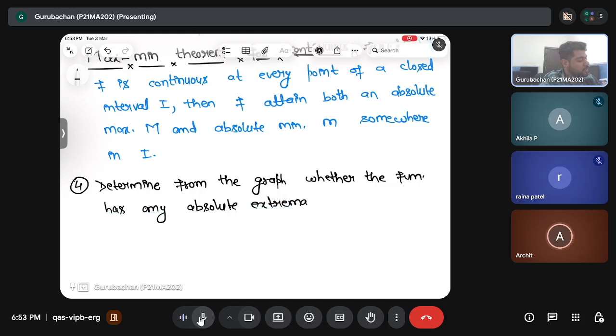We did it in the last one. Yes, sir, it is the minimum upper bound. No, extrema I'm asking about. Do you remember the extreme value theorem?